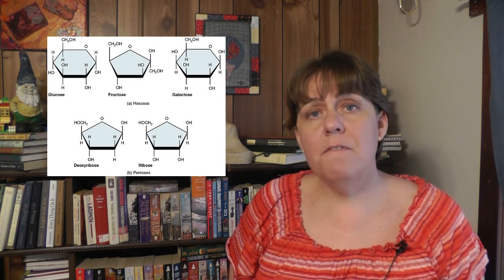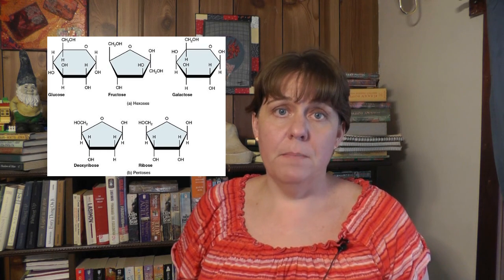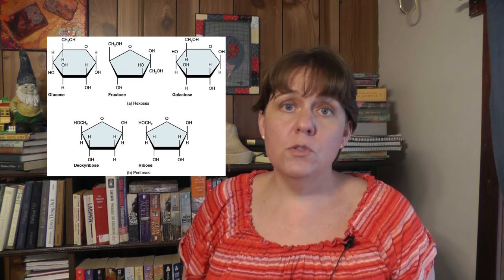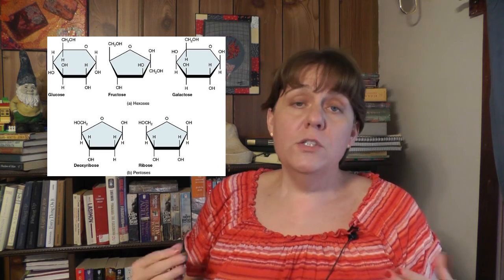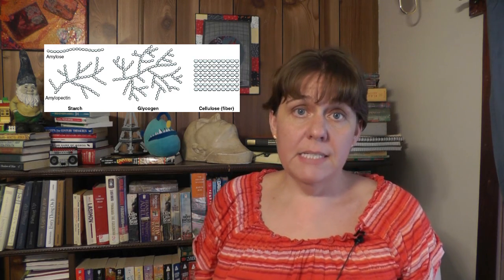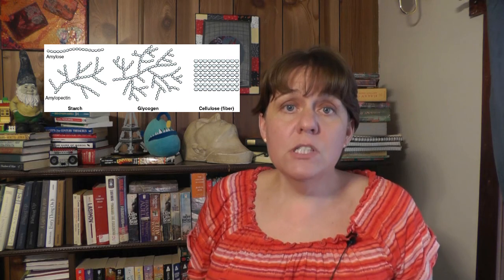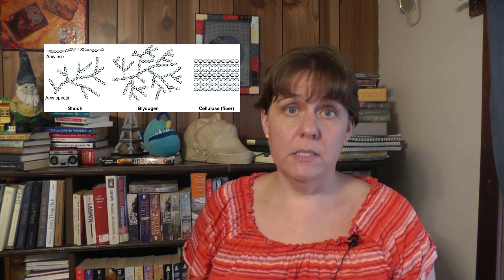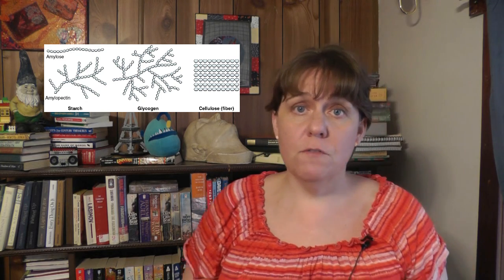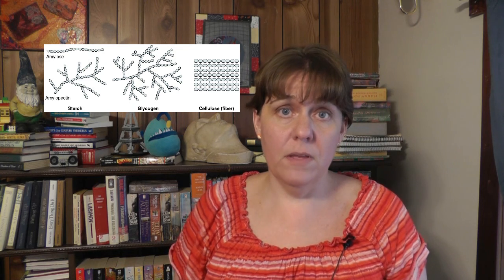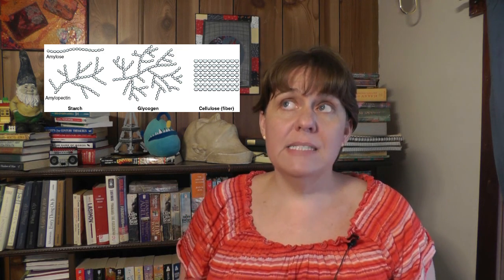Lots of these have the suffix OSE after their name, like glucose and sucrose. Those are both monosaccharides. When you string more than one monosaccharide together, you get a polysaccharide. These are sometimes called complex carbohydrates. Some polysaccharides have just a few monosaccharides strung together in them, and other polysaccharides have thousands, like starch.